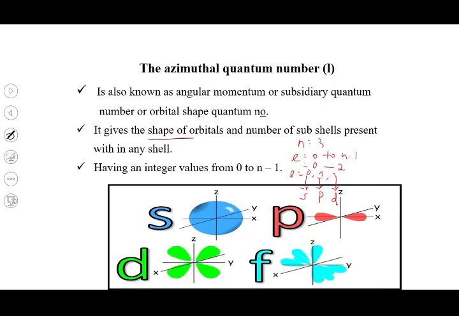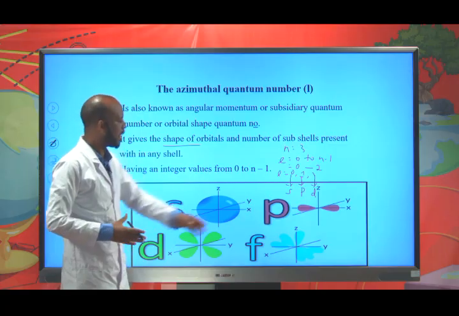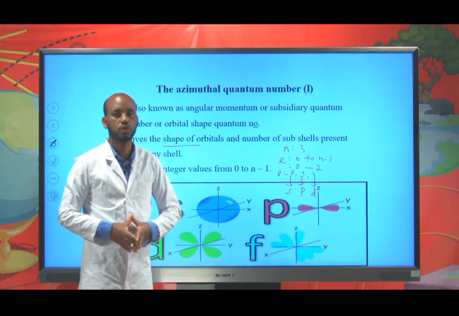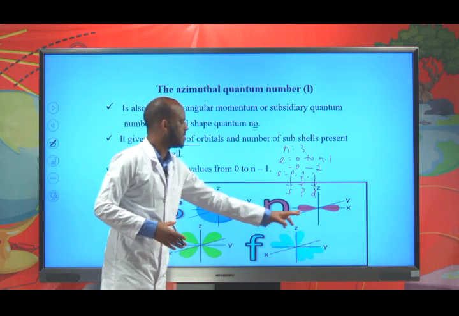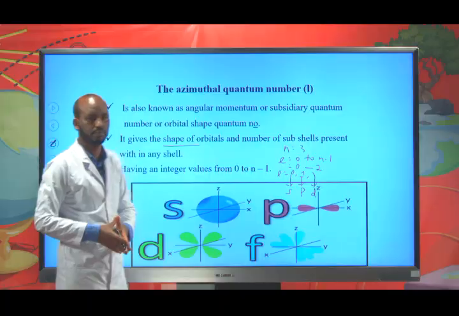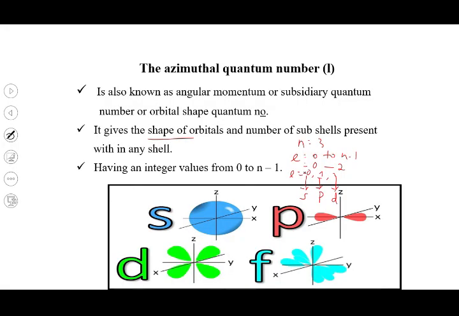It gives the shape of orbitals. We know that the s subshell is spherical in shape. The p subshell is dumbbell in shape. Therefore, the azimuthal quantum number indicates the shape of atomic orbitals.